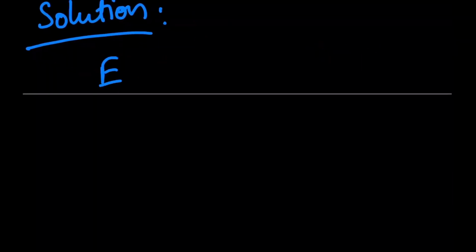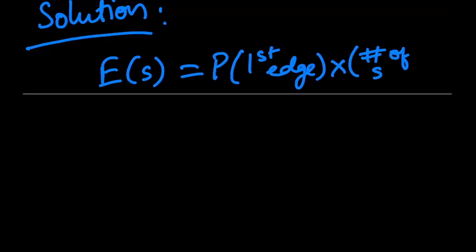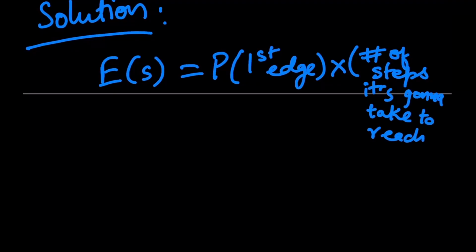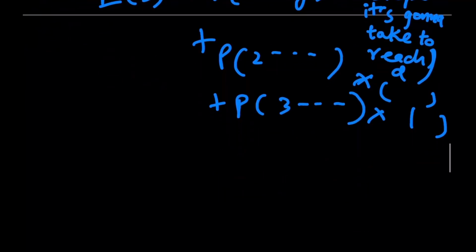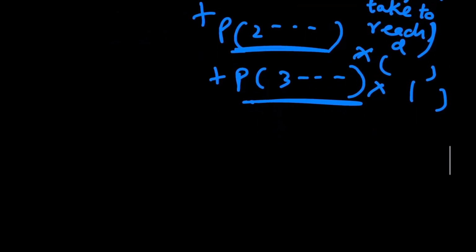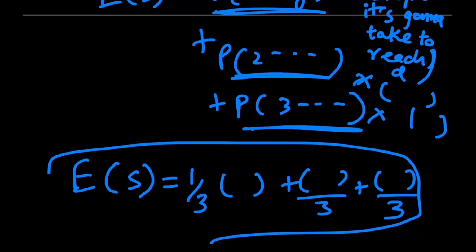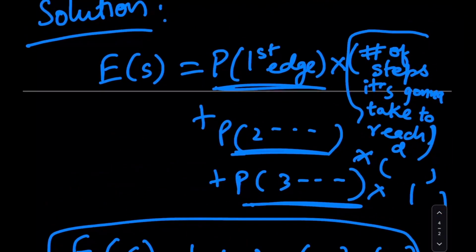If we were to calculate E of S, that's going to be the probability of going along the first edge times the number of steps it's going to take if we go along this route to reach D, and the same for the second edge and the same for the third edge, because these are the three possible cases. Since the probability of the first, second, and third edge is 1 by 3, it's something like this. But now let's talk about this thing over here, the number of steps it's going to take to reach D.